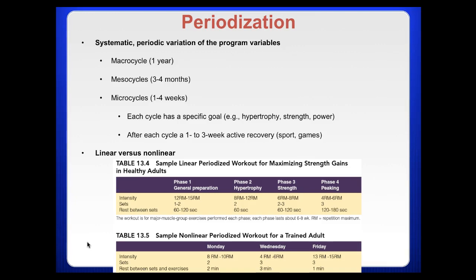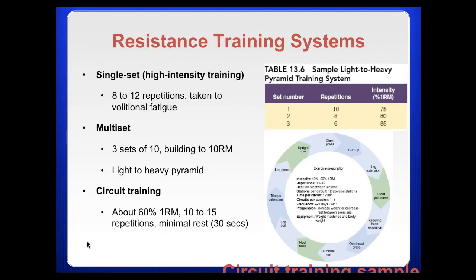There are 3 different resistance training systems that I want to discuss. First, we have our single set, also known as high intensity training or HIT. This is going to be time efficient for people, and it's usually really good for beginners or people who are deconditioned. So you want to have 8 to 12 reps that they complete until they reach volitional fatigue.